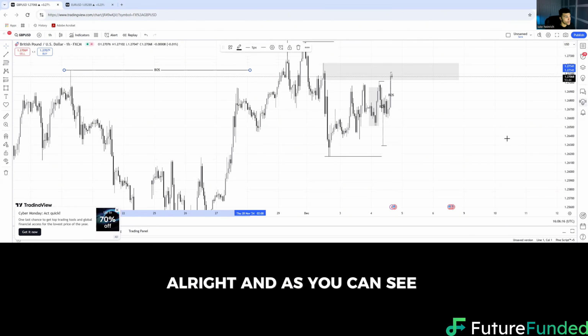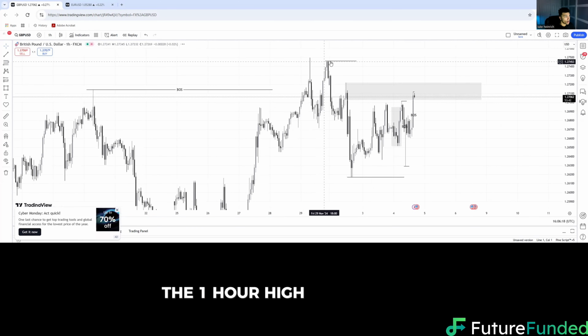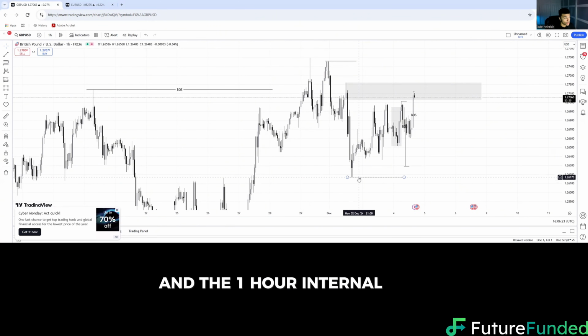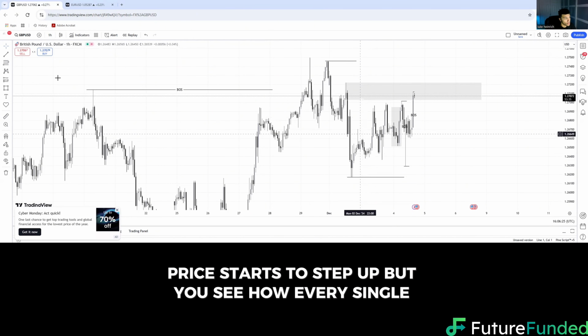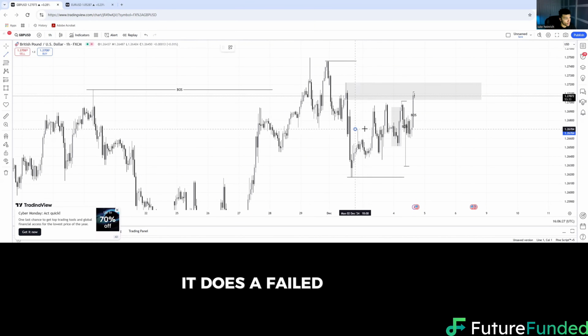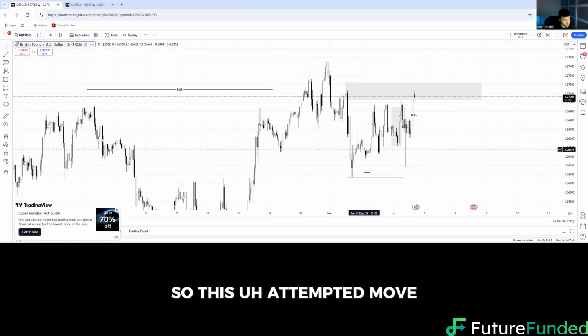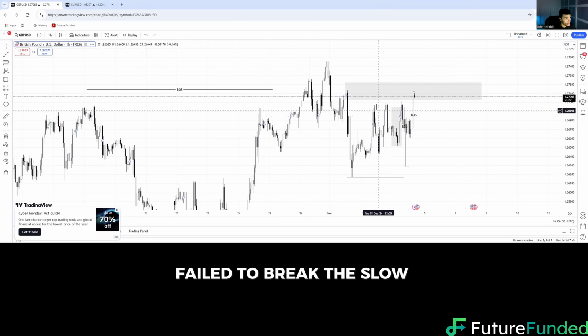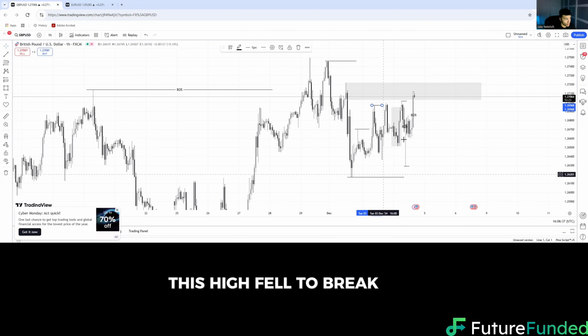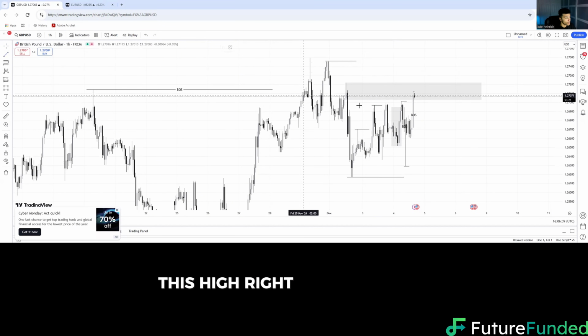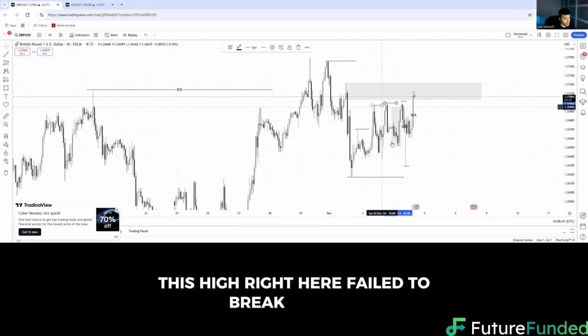All right, and as you can see on the 1 hour, the 1 hour high is right here and the 1 hour internal low is right here. Price starts to step up, but you see how every single time it steps up, it does a failed move to the downside. So this attempted move failed to break this low. Does the same thing here again. This high failed to break the low. This high right here failed to break the low.